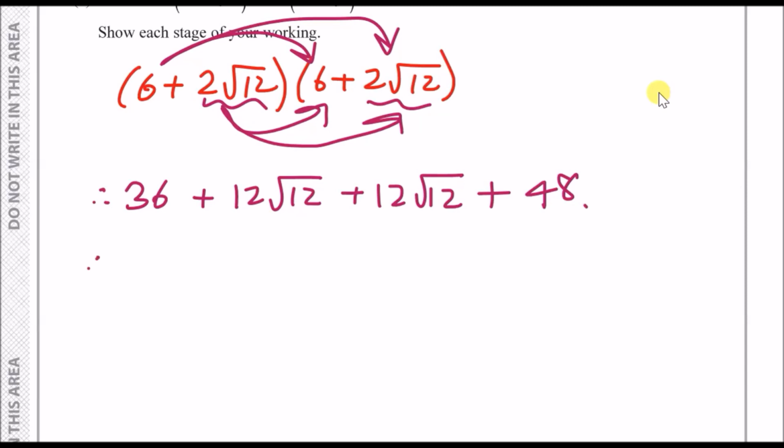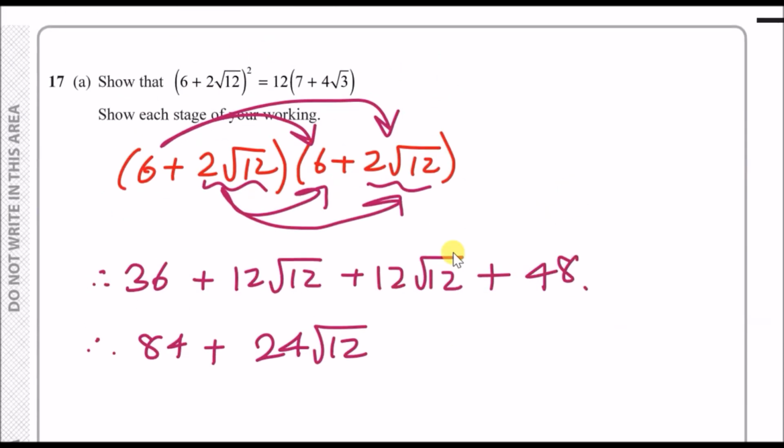So breaking this down further, we're going to go ahead and collect like terms, guys, yeah? So we're going to do 36 plus 48. That's going to give us 84. 12 root 12 plus 12 root 12 is 24 lots of root 12s. So to collect like terms in terms of surds, guys, always think of these surds as x's, yeah? So it's like saying 12x plus 12x will give us 24x.